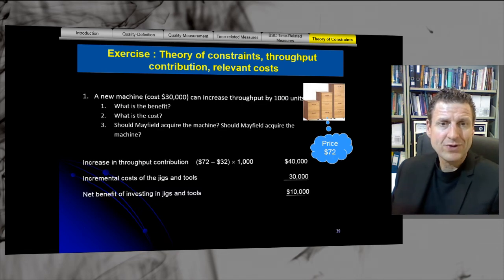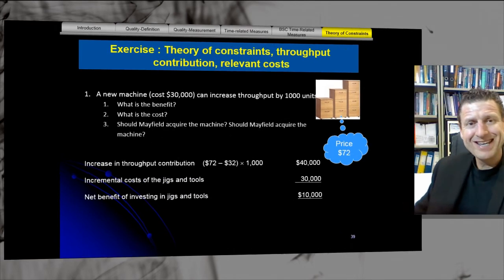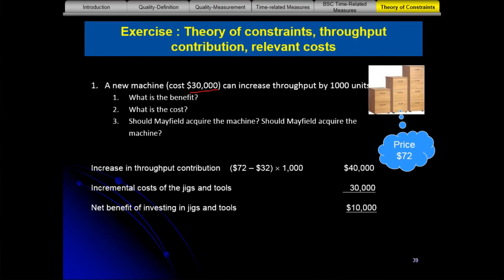So first question. A new machine costs $30,000. It can increase throughput by 1,000 units. That means throughput through machining and finishing, both. Okay, not just through machining, but this will go all the way through finishing. Throughput means all the way through, not just halfway and then stop as inventory, all the way through.